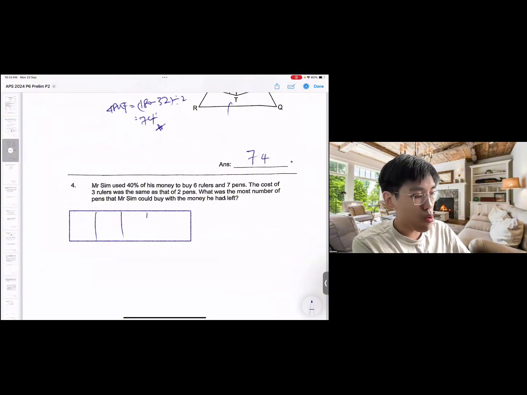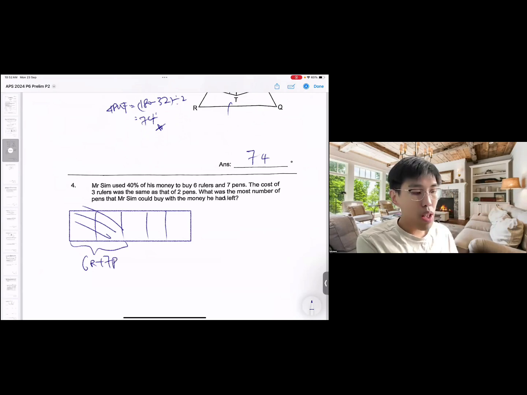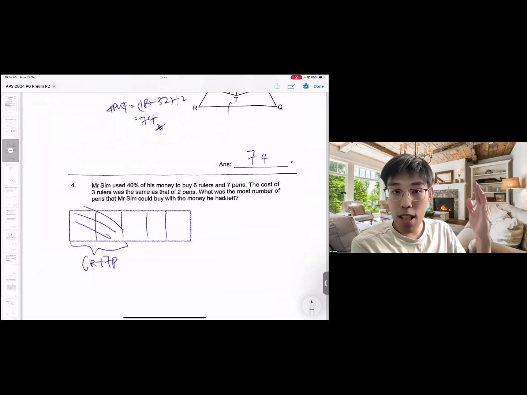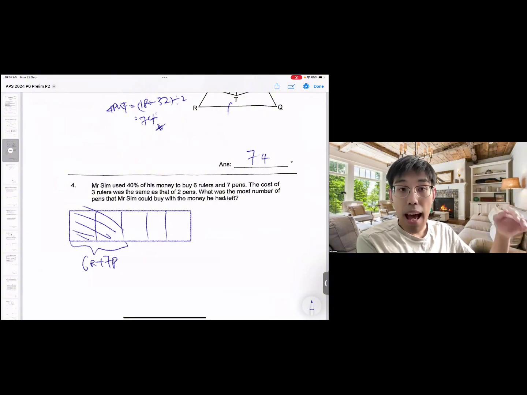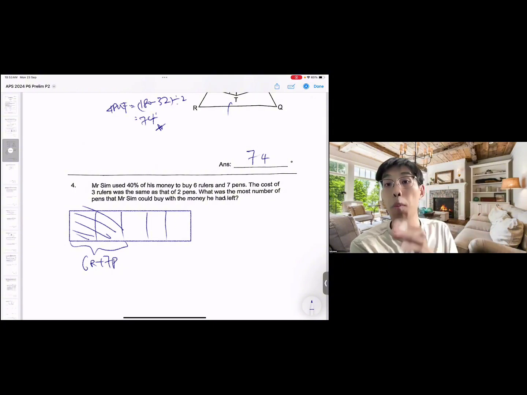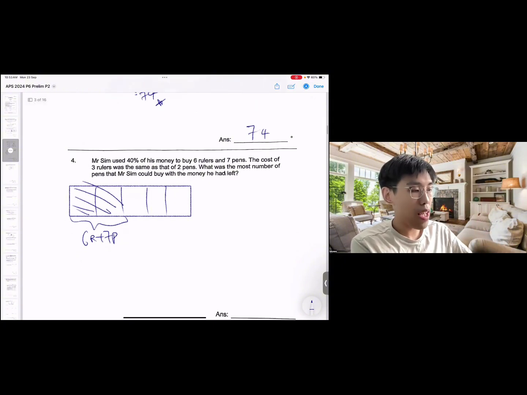All right, so 1, 2, 3, 4. So this amount here is 6 rulers plus 7 pens. Okay, so the question that we need to ask ourselves right now is, with this amount of money here, 6 rulers and 7 pens, how many pens does it worth? I say again, how many pens does 40% of the money worth? So I need to convert all the rulers to pens. That is my idea.